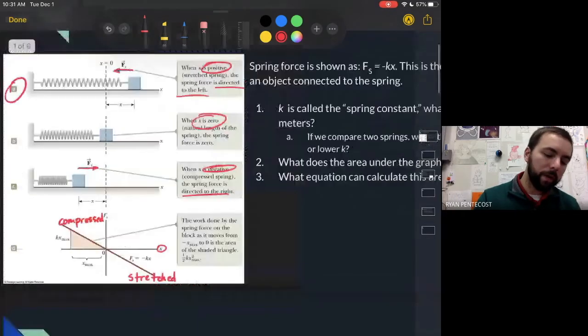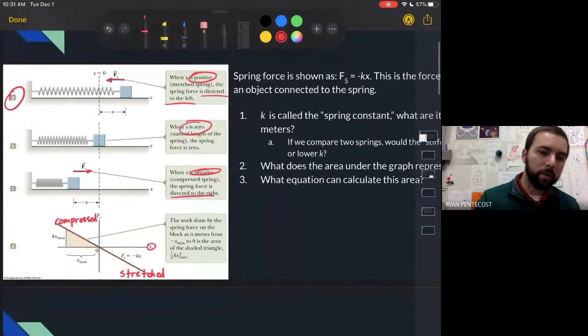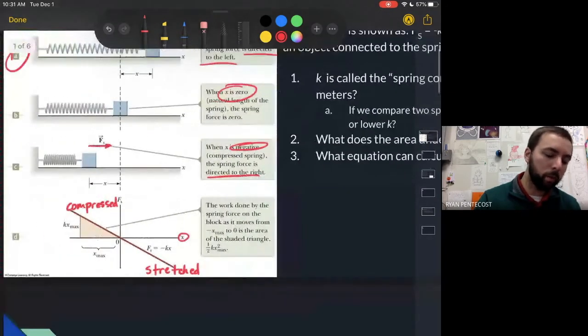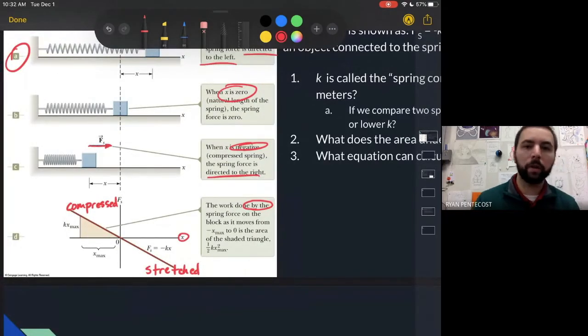Now, number 2 asks, what does the area under the graph represent? So the area under the graph represents the work done by the spring, right? Work is the area under an F versus X graph. Here we have F versus X. So this area represents the work done by the spring.